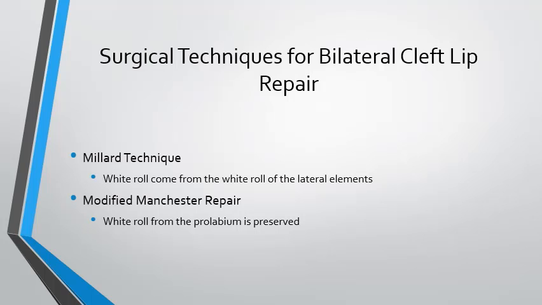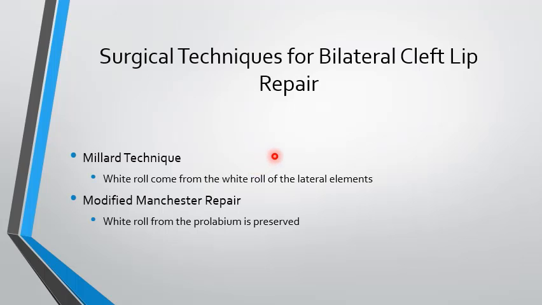Bilateral cleft lip repair. The problem with bilateral cleft lip is that the prolabium does not have any muscle. So the question is, will the muscle come from each of the two sides, discarding the prolabium like it is not present, like the first technique here, the Millard technique, which elevates the prolabium superiorly and uses the two lateral lip elements to repair the muscle and the white roll, as if the prolabium does not exist.